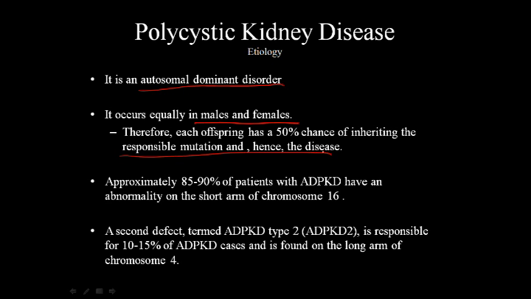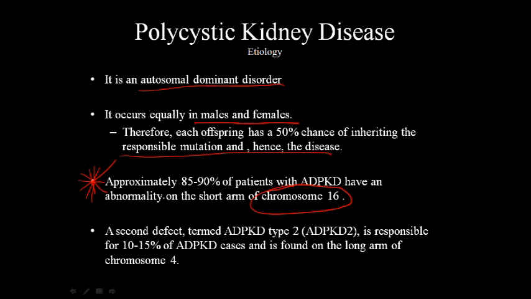Approximately 85% to 90% of patients with autosomal dominant polycystic kidney disease have an abnormality on the short arm of chromosome 16. So that's something that you want to keep in mind. Make a star by that. That is chromosome 16 that typically has something to do with polycystic kidney disease.